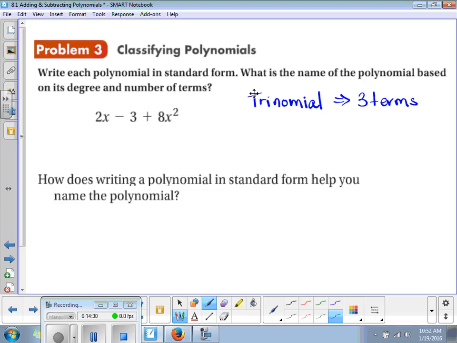Now, we want to name it based on its degree. In order to name this polynomial based on its degree, we have to look at the degree of each term first. Okay? So, this first term is 2x, what degree? 1. This next one is 0, and this next one is 2. So based on the highest degree, this is a, what kind of degree? Second degree polynomial.